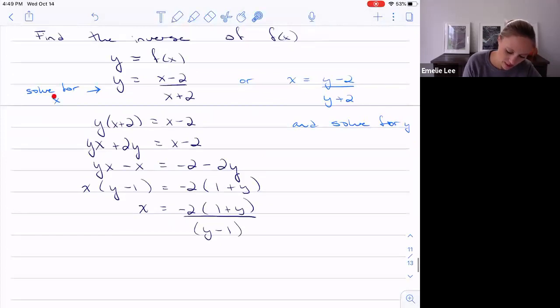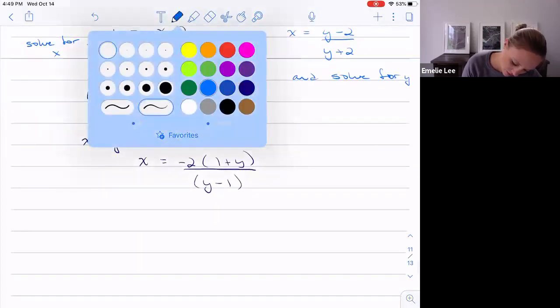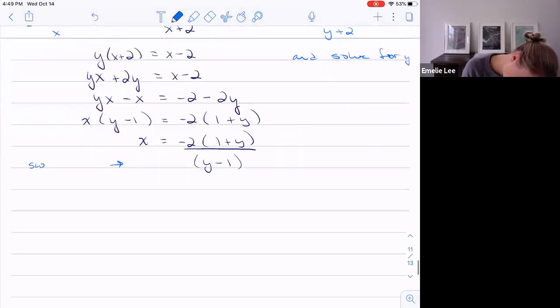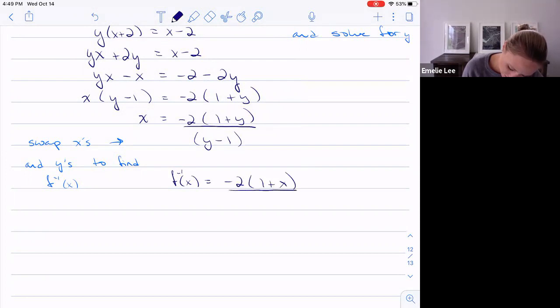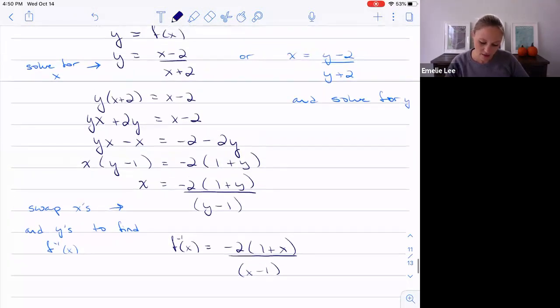So if you're solving for x, then now you have to swap x's and y's again to find f inverse of x. So f inverse of x is negative 2 times 1 plus x over x minus 1. Which is kind of why I like this other method where you swap the x's and y's initially and then you solve for y, because then you don't have to swap them again. But it doesn't matter.